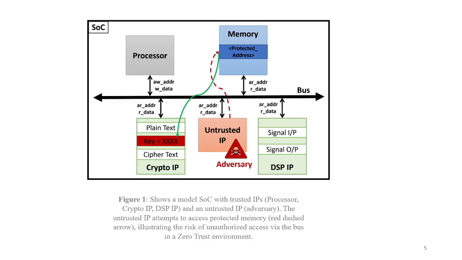The green arrow in this picture shows legitimate data flows from the crypto IP to the trusted components like the processors, and the red arrow shows an unauthorized read attempt. The unsecured IP tries to access the protected memory region where the sensitive key data is stored.